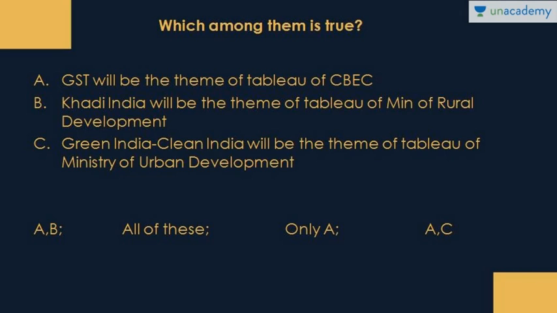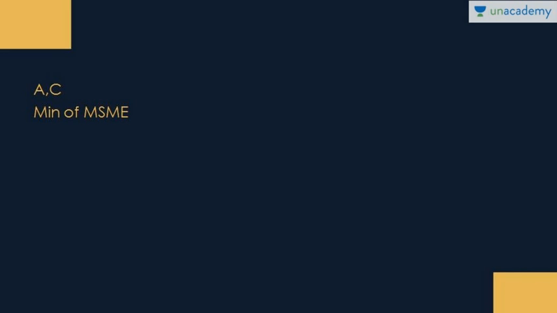So looking at options here, the first one is absolutely correct. GST will be of CBEC. If you look at B, Khadi India, this one is wrong because Khadi India is not for Ministry of Rural Development, rather it is for Ministry of MSME. If you look at C, Green India, Clean India, we did it yesterday that this is under CPWD, that is Central Public Works Department, and CPWD comes under Ministry of Urban Development. So in that connection, yes, this stands correct. So we here have A and C as the correct answers.